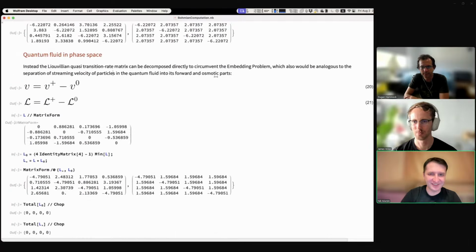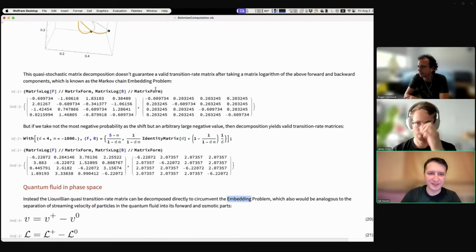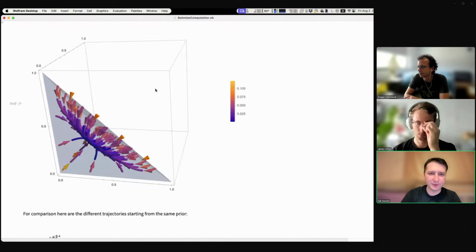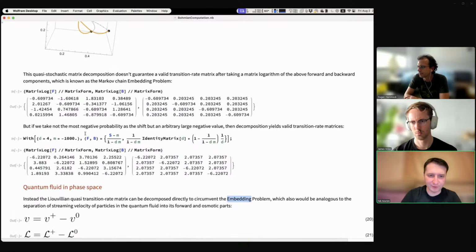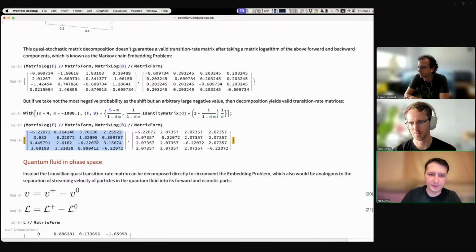Yeah, so the embedding problem is this. When you decompose your stochastic matrix into this forward and backward part and take the logarithm, which should correspond to the transition rate, it's not going to correspond to one.